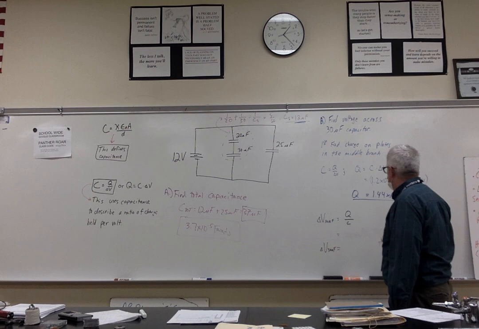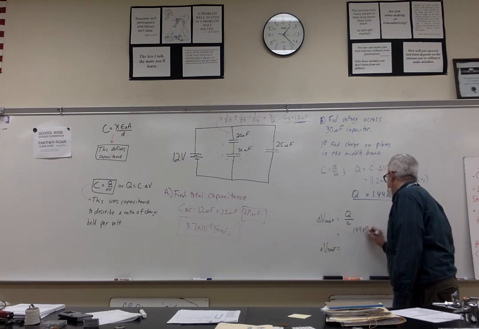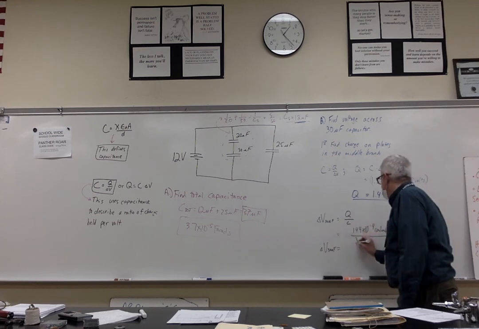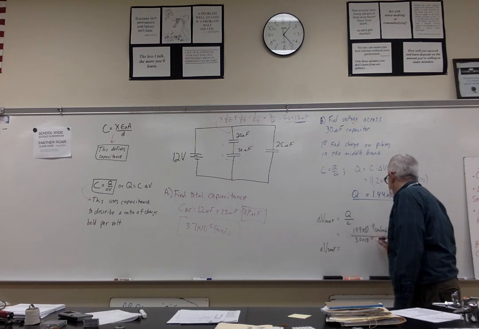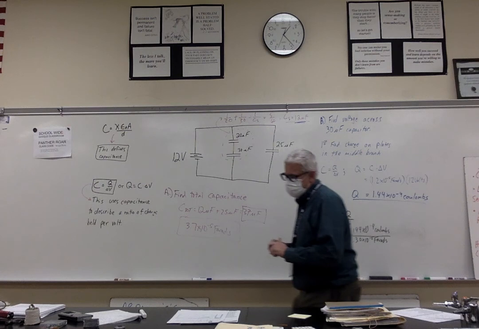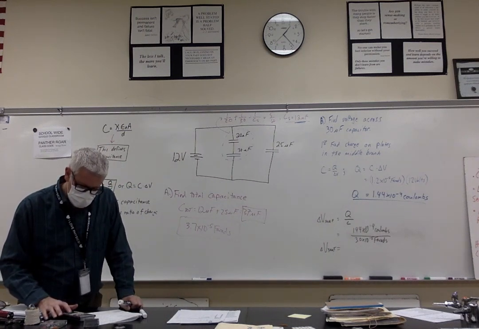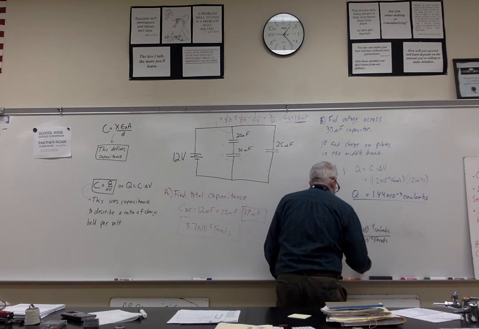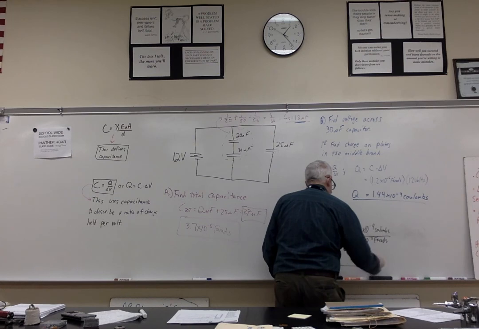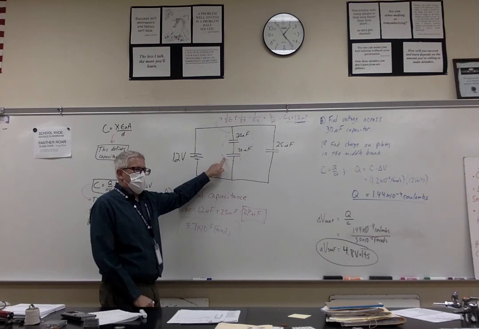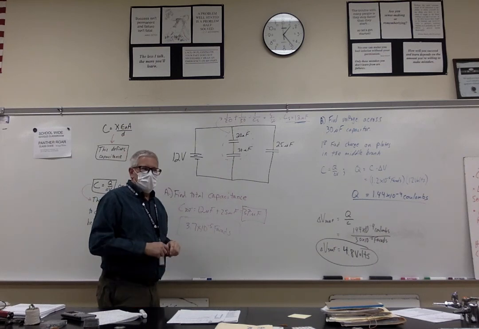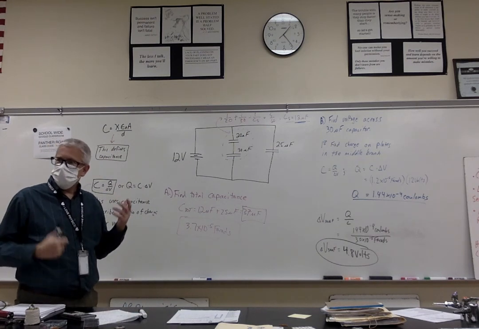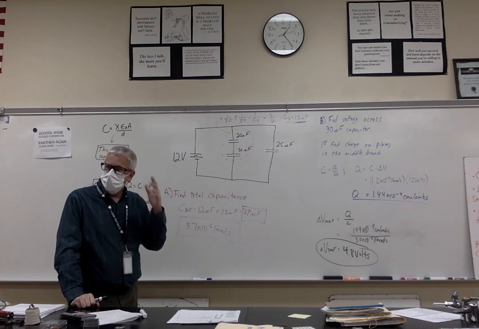Let's try that again. Q, 1.44 times 10 to the negative 4th, C, that makes more sense. It's 4.8 volts across this, which is less than half, which means nope and nope. I think when I first started doing this, I would have agreed with you. It's like more capacitance, more voltage. That would be true if we were thinking about resistors, right, and things like that.